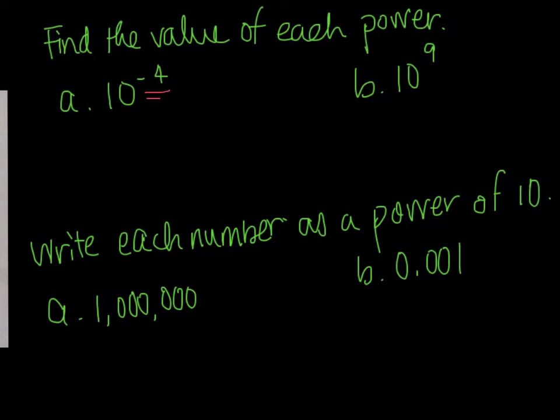10 to the negative fourth. That tells me that I'm going to have a very small number. If it's negative, I can rewrite this whole thing as 1 over 10 to the fourth. That negative told me that the 10 is in the wrong spot. I need to put it into the denominator because it's currently in the numerator.